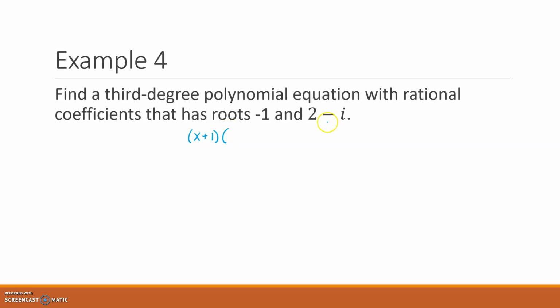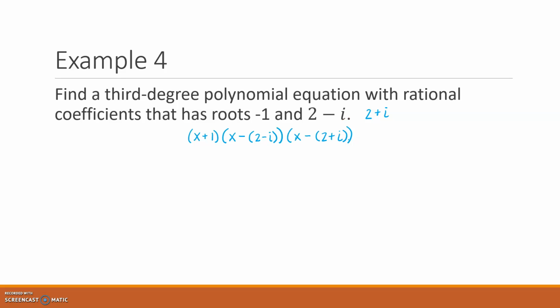Now, this one is a little weird because it is 2 minus i. Here's how we're going to write it. We're always going to write minus, because technically this is x minus -1, so I'm going to write x minus 2 minus i, and so I have my value here. But since it's a third degree polynomial, I need 3 factors. What is my other factor going to be? I also need 2 plus i. If I have 2 minus i, I also have 2 plus i. So I'm going to write this as x minus 2 plus i.